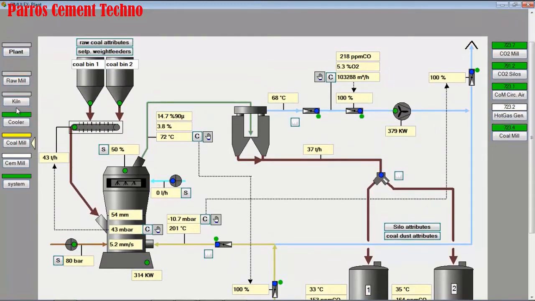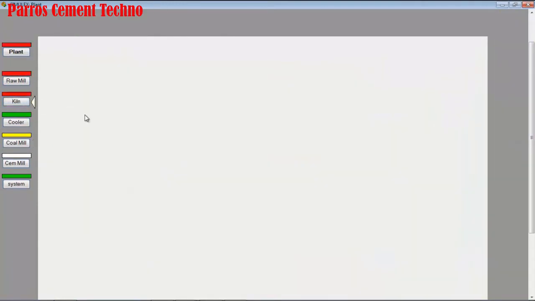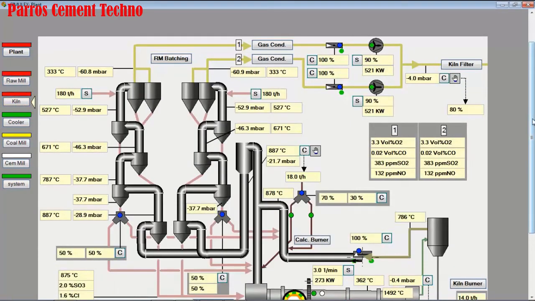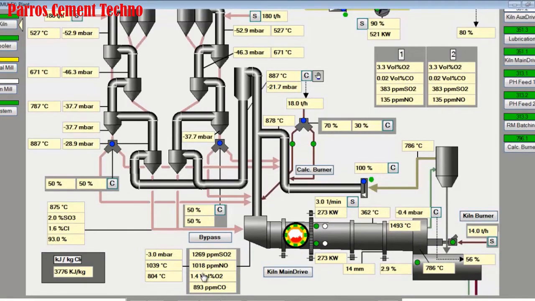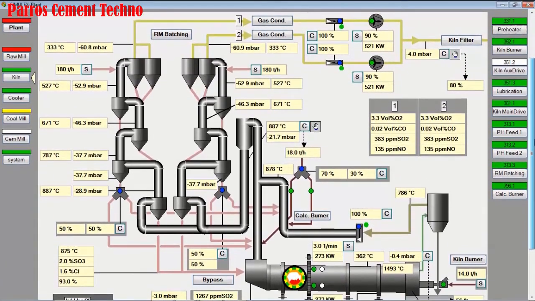There is an alarm in the kiln system. We go to the kiln display. What happened to the kiln operation? There is an alarm at the inlet of the kiln, because there was CO up, after which we reset everything back to normal.